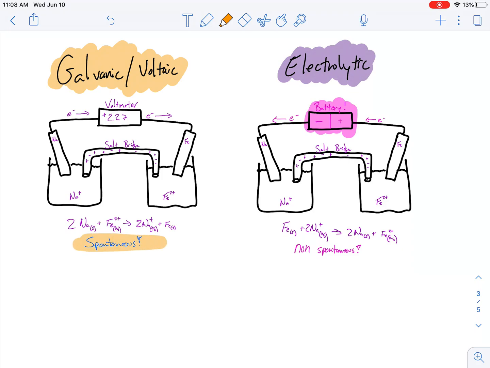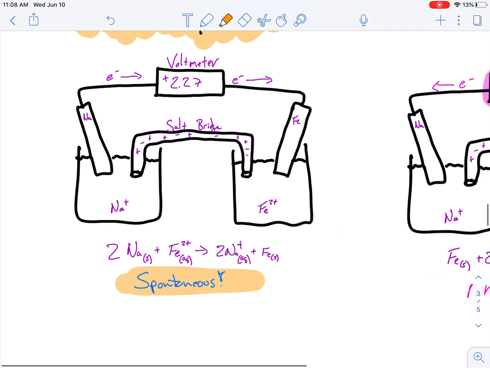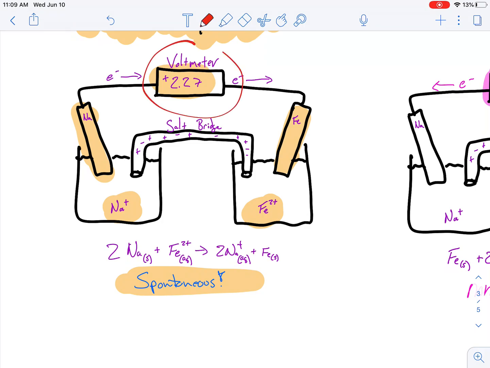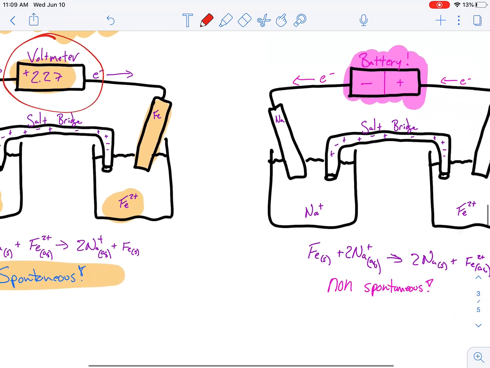These just occur. If I were to hook up everything in this case, you guys should be able to solve for positive 2.27 volts. You have all the components necessary. You have the identities of the electrodes, the identities of the ions in solution. There's a salt bridge present. All that happens from that. Your goal is to calculate the number of volts present.